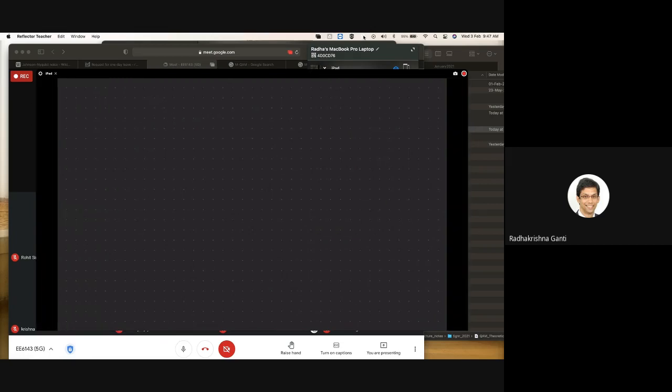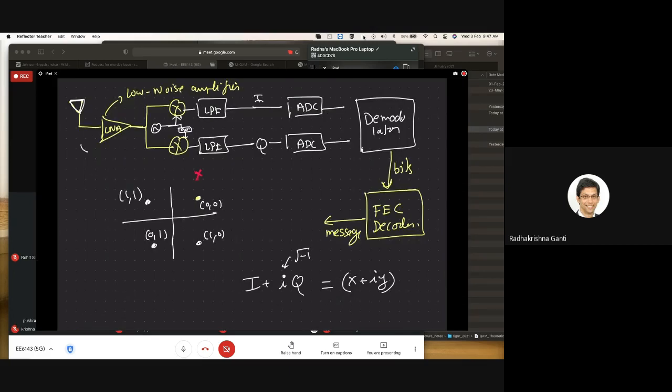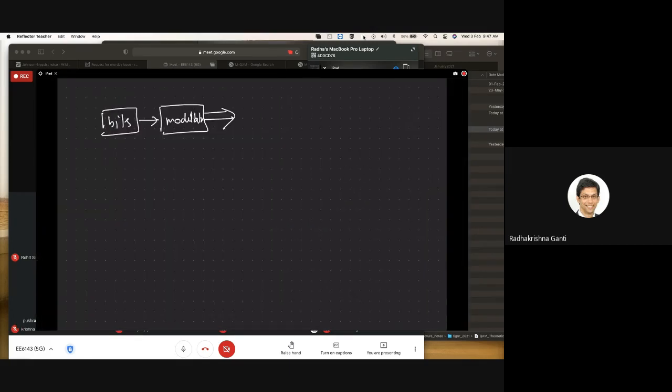Very simple thing. I have my bits, I have my modulator. At this point, I get I and Q. The I and Q I get, I'm going to write it like that. On the receiver side, after the ADC, what do I get? I get I and Q, then the demodulator, and then it goes to bits. So essentially this is message M, and this is my message M hat.